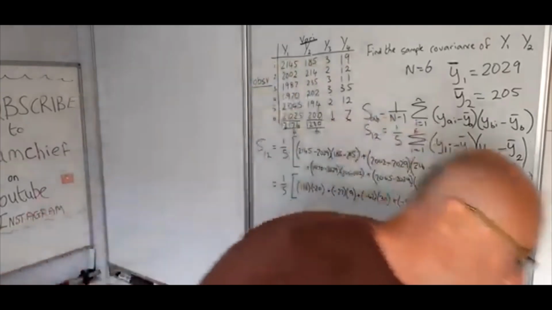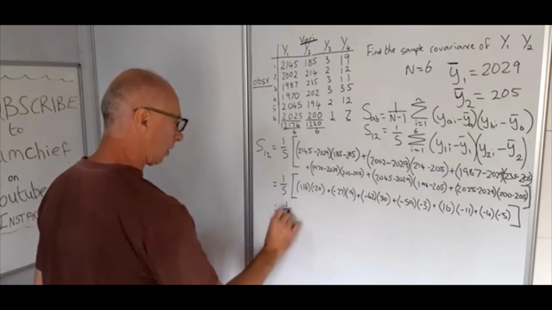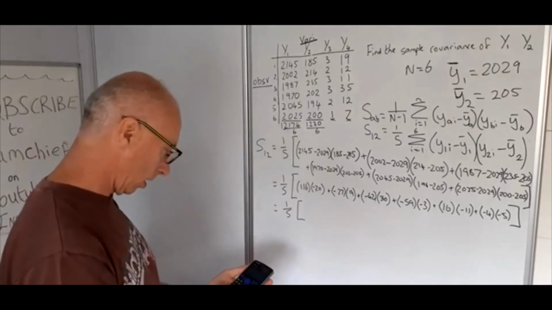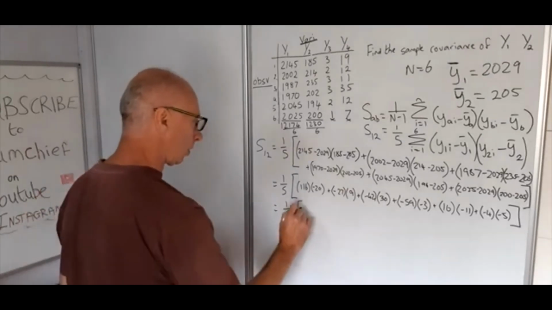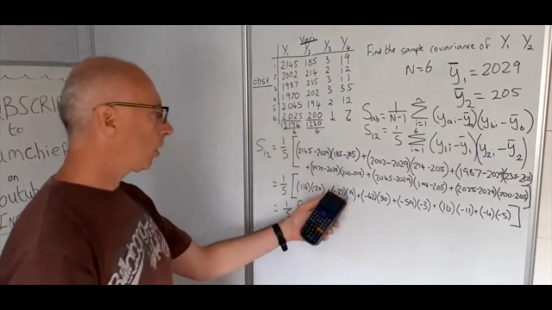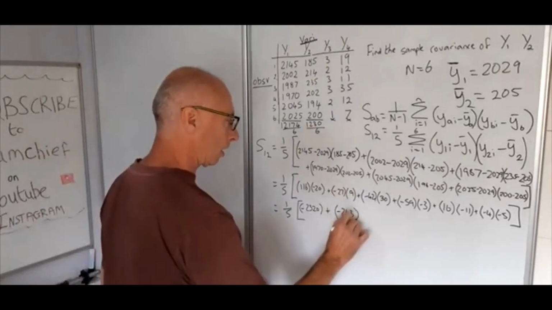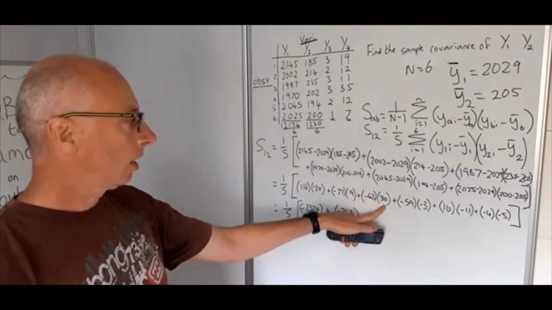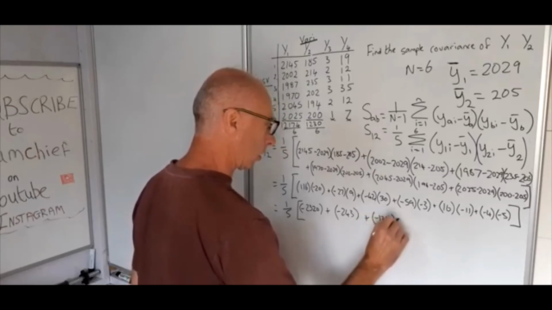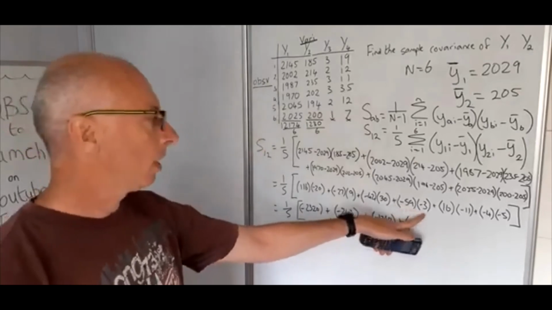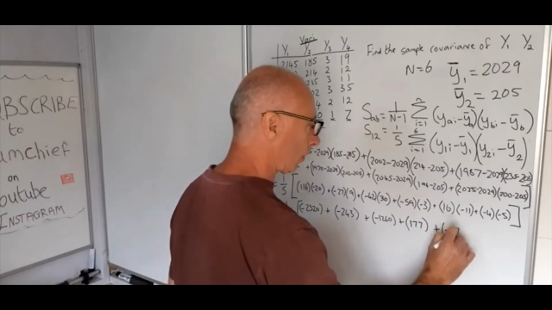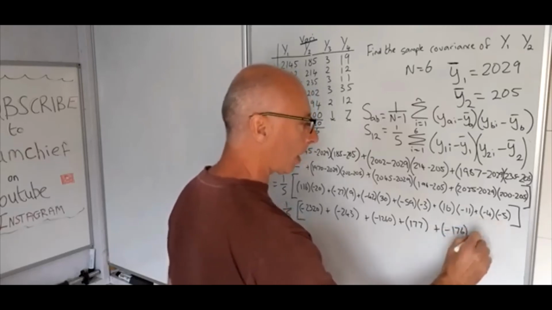Okay, now get the calculator out. 1/5. Right, 116 times minus 20 is minus 2320. And then we're going to add onto that minus 27 times 9, that's minus 243. This one here, minus 42 times 30, that's minus 1260. Plus minus 59 times minus 3, that should be 177. 16 times minus 11, that's going to be minus 176. And then plus minus 4 times minus 5, that's plus 20.